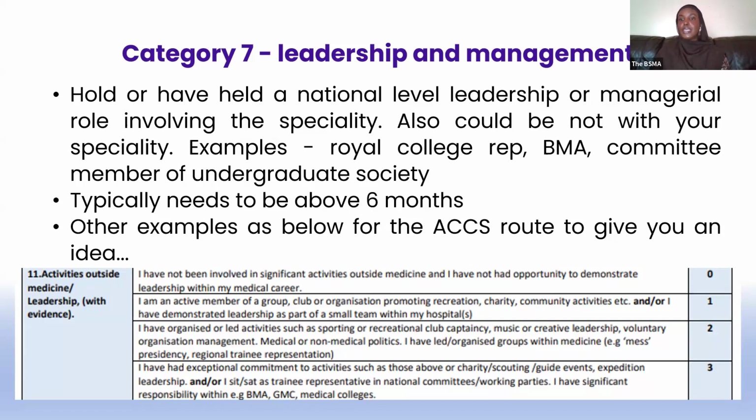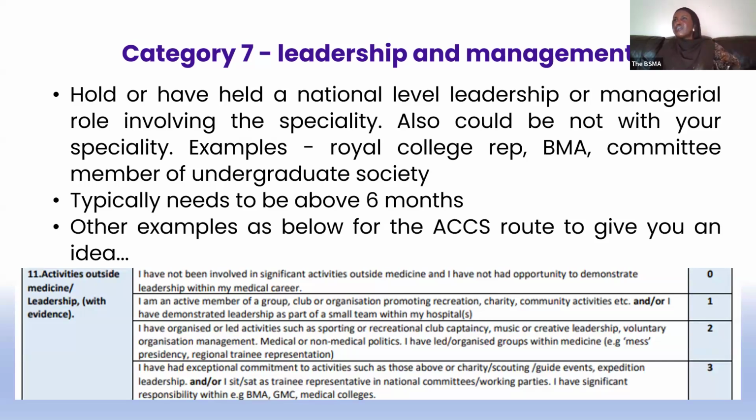You can become a BMA representative. You can become a member of an undergraduate society. Another thing that I recommend, especially to medical students, if your university does not have a society, for example, an ENT society, create an ENT society, make yourself the president, and then you'll have that certificate to say that you created the society within your university. And this helps you with your commitment to specialty later on.